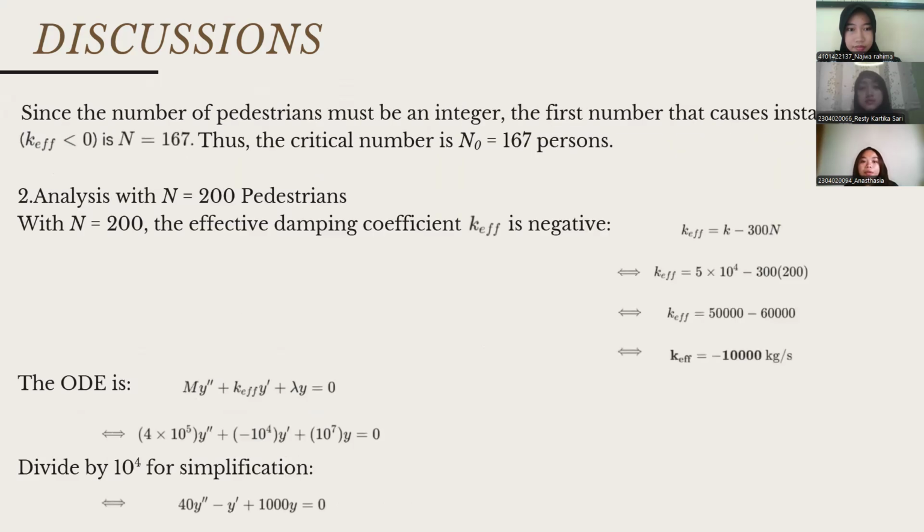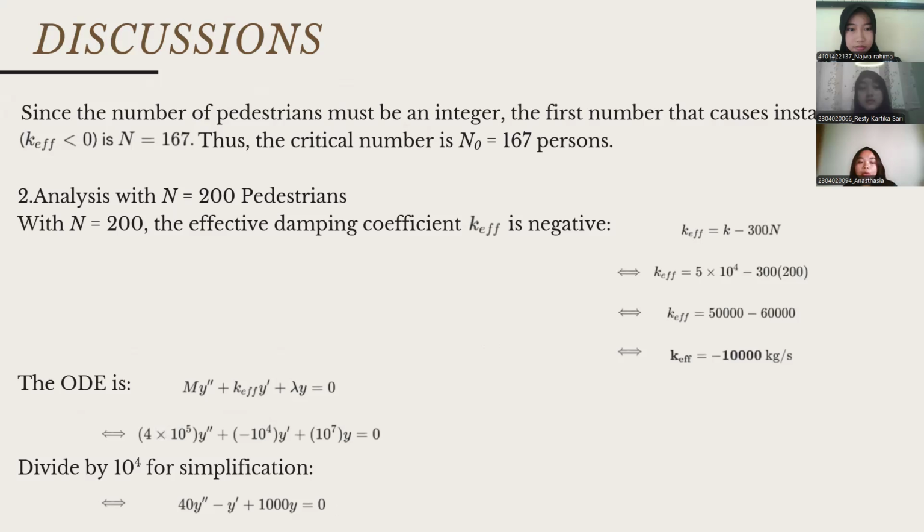Since the number of pedestrians must be an integer, the first number that causes instability, or K effective less than 0, is N equal to 167. Thus, the critical number is N0 equal to 167. Second, we must analyze with N equal to 200 pedestrians.